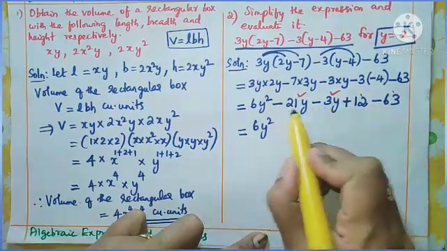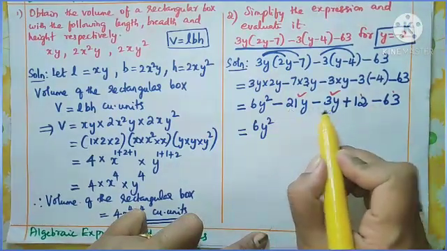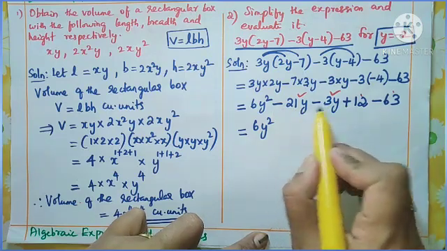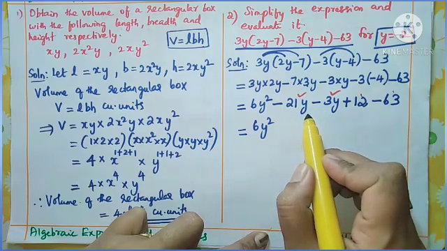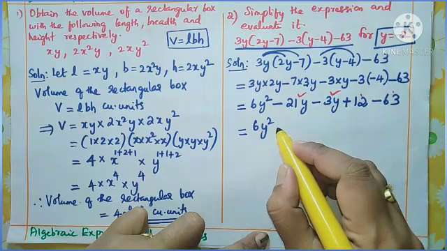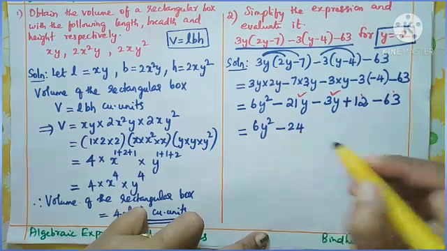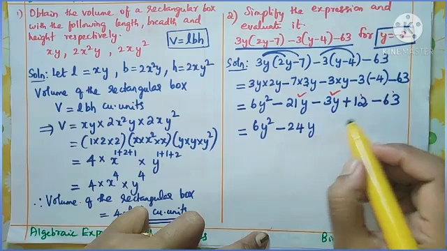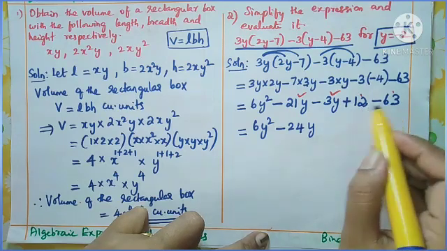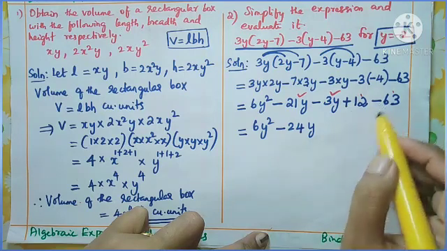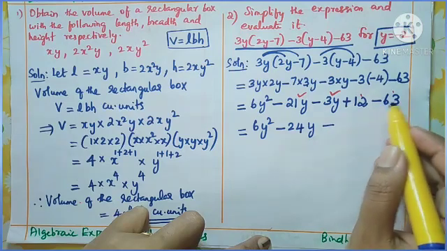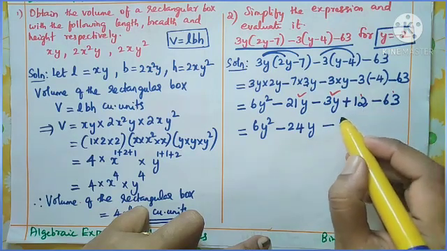Now you want to combine these two. These two are y terms, like terms. Minus 21 minus 3. You want to combine the coefficients. So minus 21 minus 3 means when you add, what do you get? Minus 24. Write the variable y. Then collect this. Plus 12 minus 63. Different sign, you want to subtract and put the greater number's sign. So it will become minus 63 minus 12 is 51.